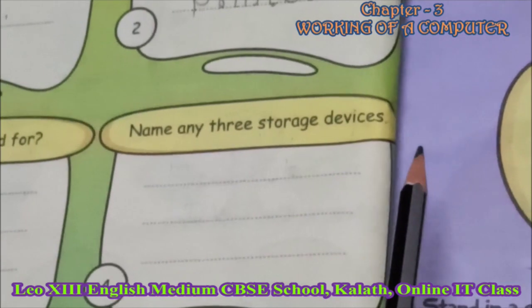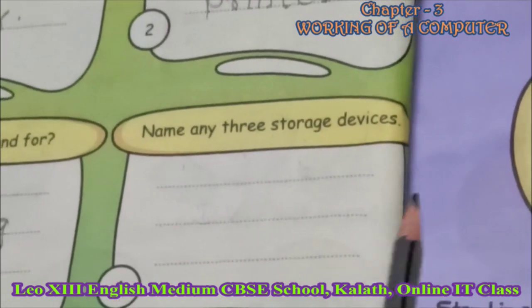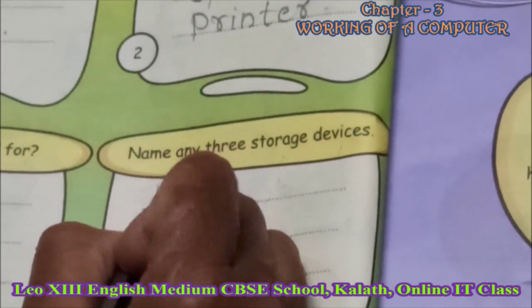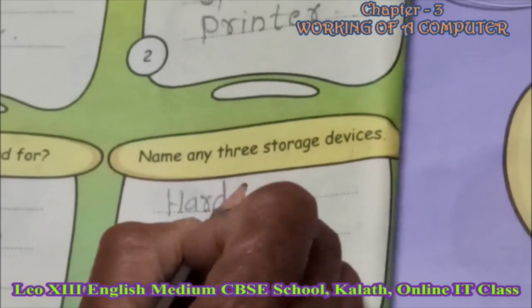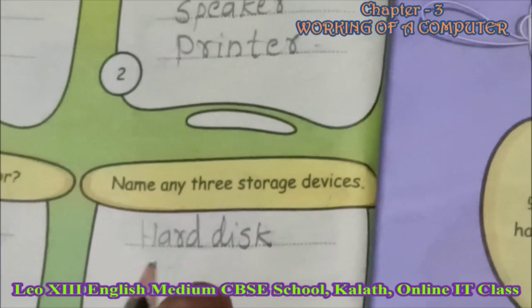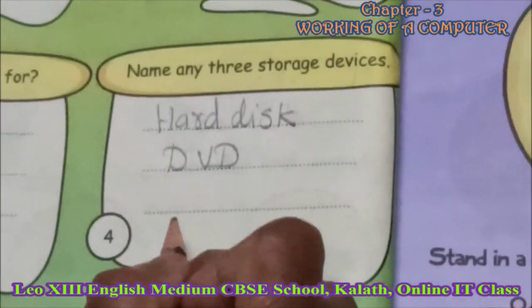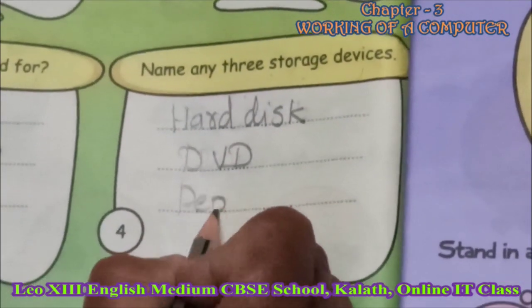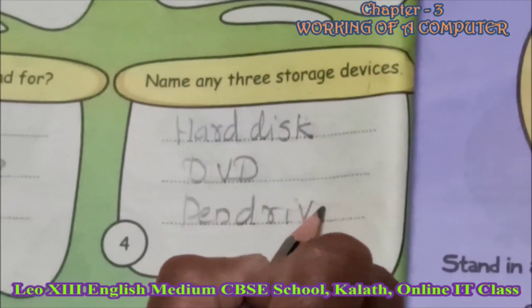The last question is, name any three storage devices. Children, can you say the name of storage devices? Yes, first one hard disk. HARDDISK. Then DVD. The last one pen drive, PENDRIVE. Okay.